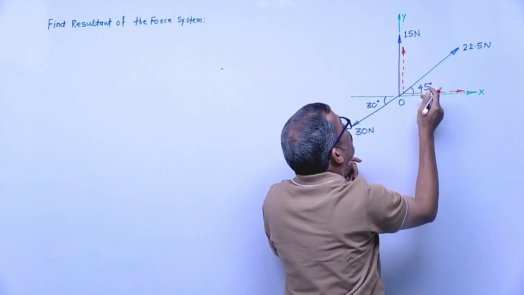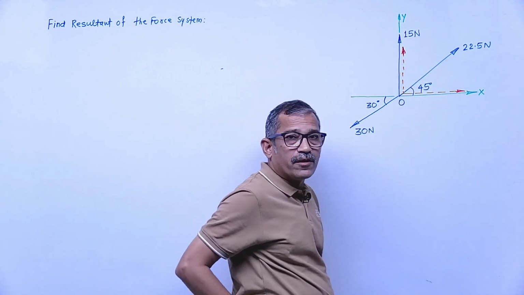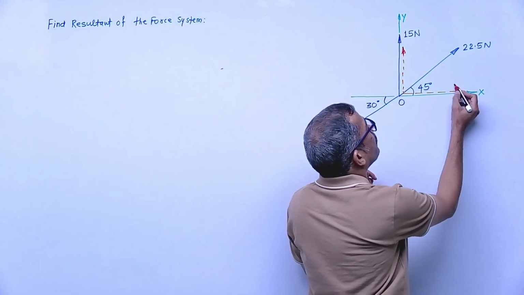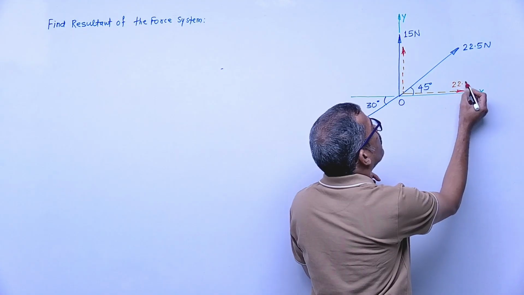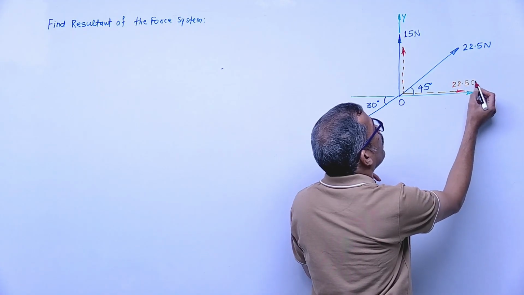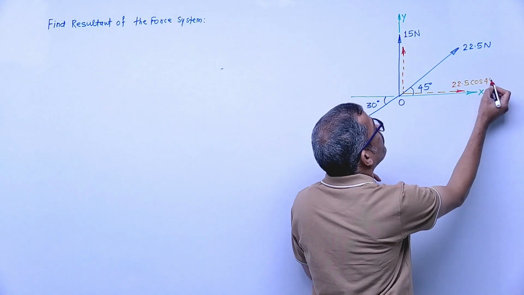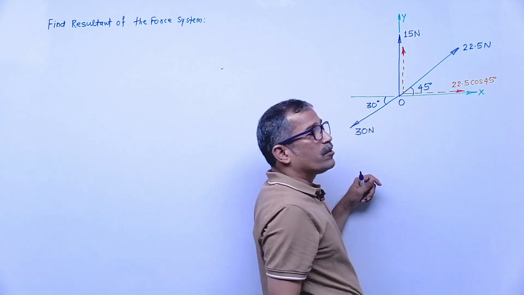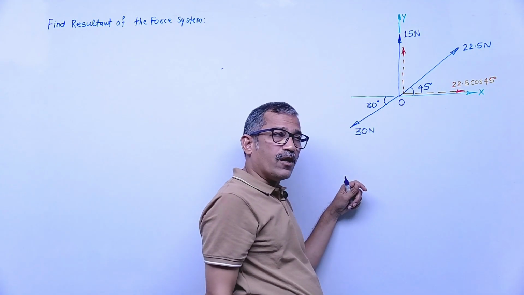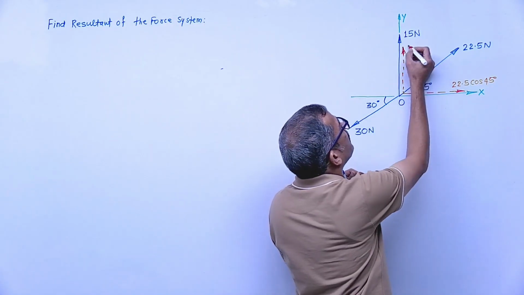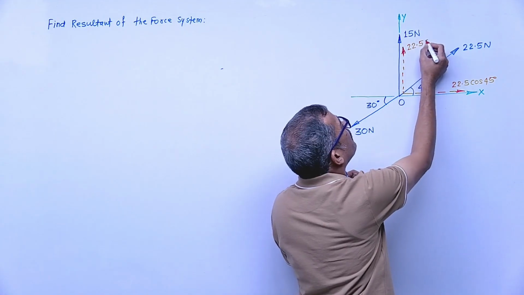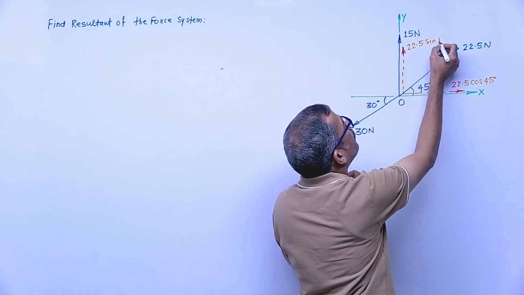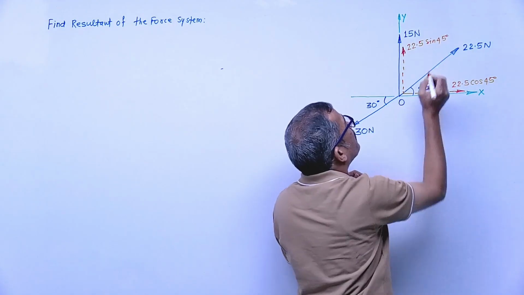Now tell me which component is cos and which one is sine. The angle is given with the horizontal, so the horizontal component is cos. The horizontal component will be 22.5 cos 45. Since the angle is given with horizontal, the horizontal component is cos and the vertical component is sine, so the vertical component is 22.5 sine of 45 degrees.